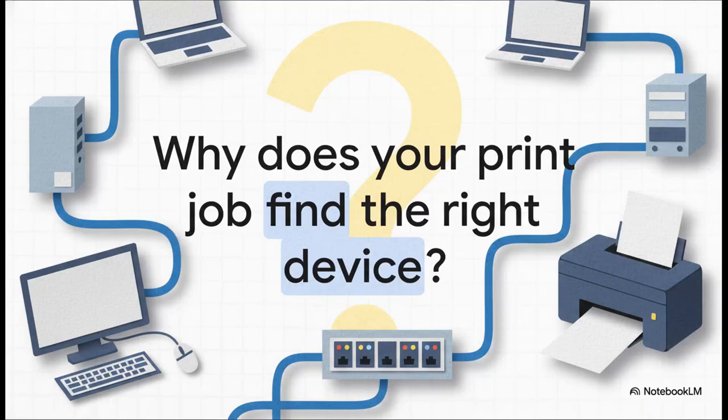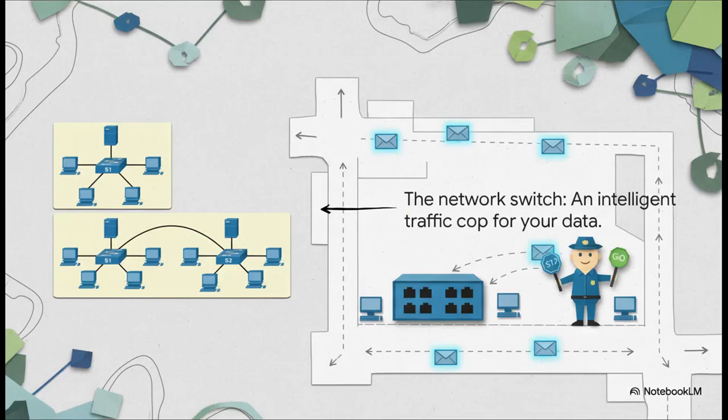I mean, have you ever really thought about that? You hit print on some massive report, and somehow it goes straight to the printer. It doesn't show up on your coworker's screen or, even worse, your boss's computer. How in the world does your request find its way through that tangled mess of cables to that one specific machine? What's stopping it from being total chaos? Well, the answer is this gadget right here, the network switch.